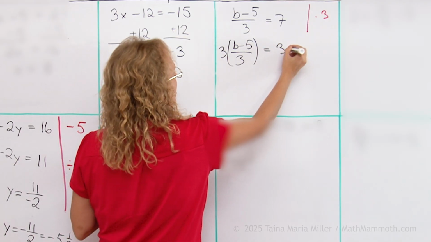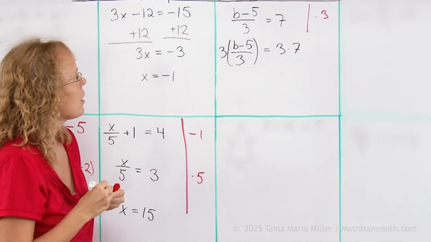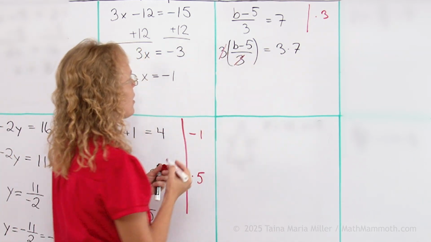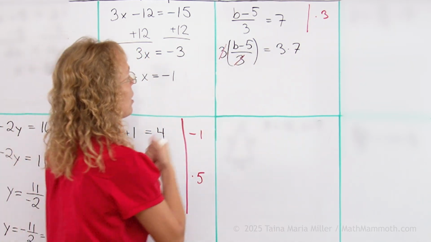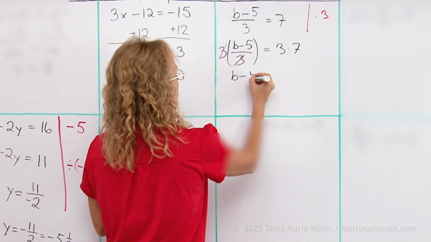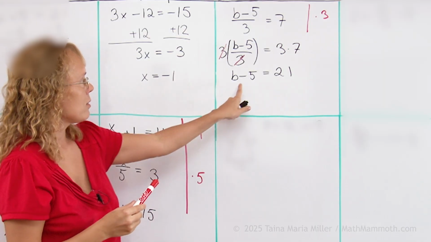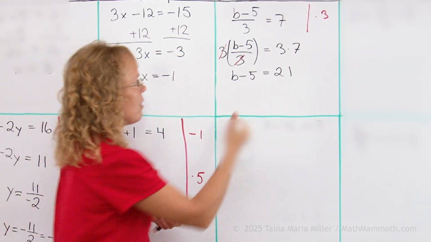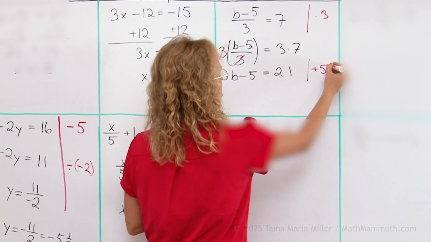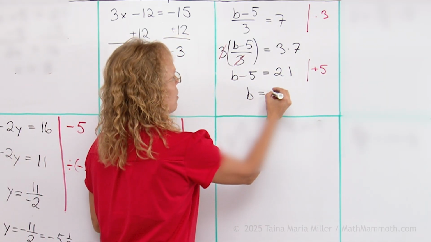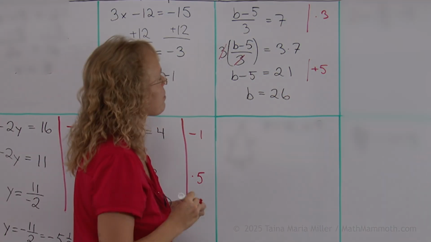Over here I get 3 times 7, of course. Now those 3's cancel, right? This 3 and this 3 cancel out, so we have b minus 5 now equals 21. And now I just get rid of that minus 5 by adding 5 to both sides. So then I have b alone here and 26 on this side.